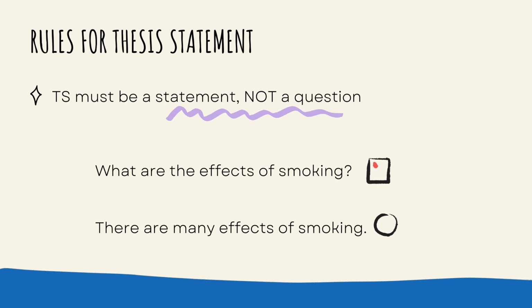What are the effects of smoking? This is an incorrect example because it's in a question form. So something which is correct would sound like, there are many effects of smoking. This is correct because it is a statement.